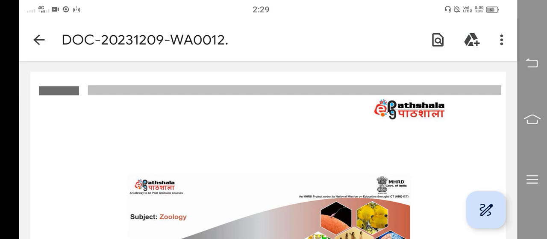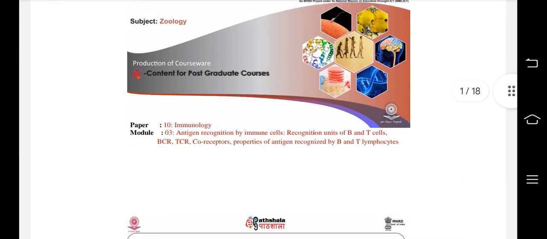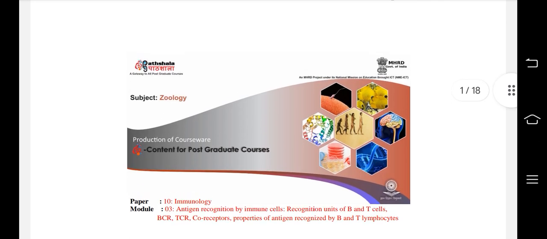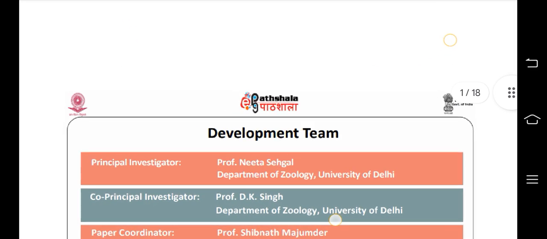So let's do about antigen recognition by immune cells: recognition units of B and T cells, BCR, TCR, co-receptor, and properties of antigen recognized by B and T lymphocytes.